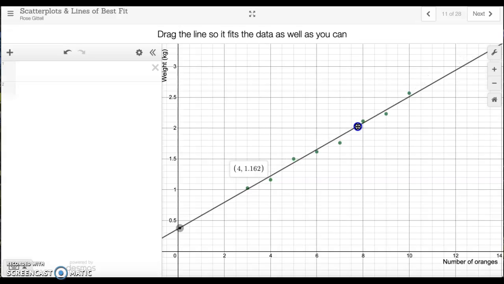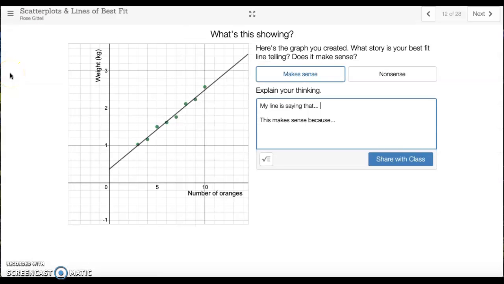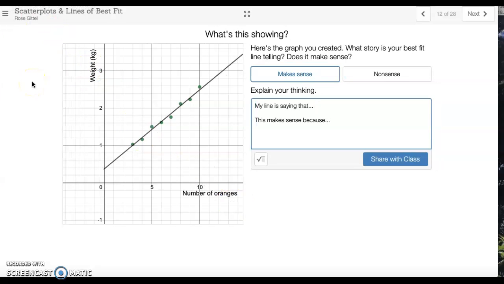But we want the line of best fit to fall in a place where about half of the points are above and half of the points are below. So it's not going to be perfect when we're doing it by hand, but I'm going to end up with something that looks like this. So now thinking about why my line of best fit makes sense, I want to actually think about the units of my graph. So on the x-axis, I have number of oranges. On the y-axis, I have weight. Okay, so in the next part, we're asked to explain why it makes sense.